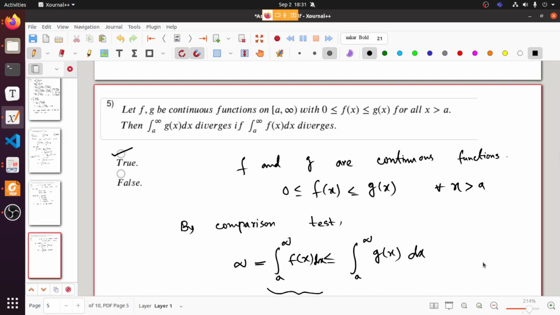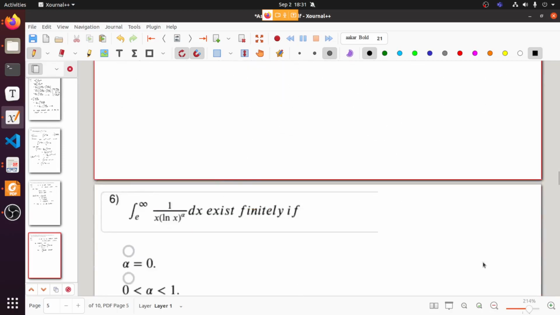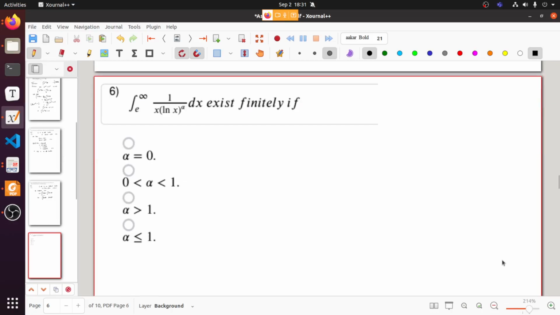Okay. So now move to the next one. Question number 6. What you have to find? Integral from e to infinity of 1 by x (ln x) to the power alpha dx. You have to show for which values of alpha this will give a finite value, right? You have to check this.